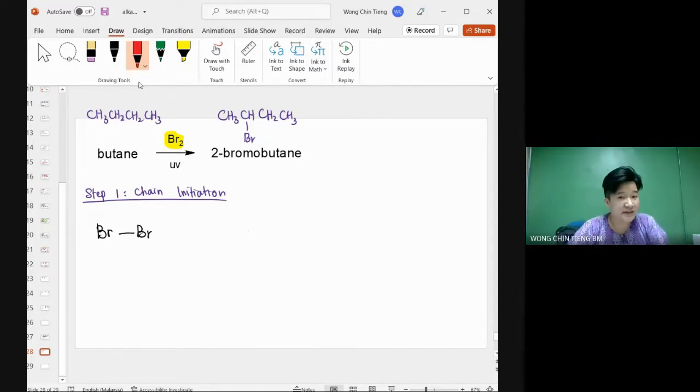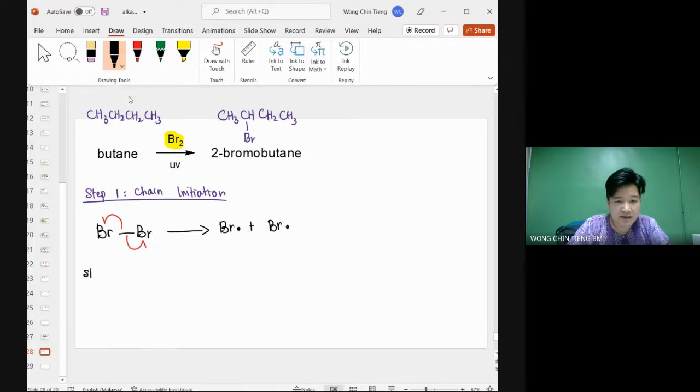So, half-headed arrow, we need to show the bond that is broken. The bond that is broken is between Br and Br. This is what is going to happen. Half-headed arrow from the bond to each Br. So what are you going to produce? You are going to produce your Br free radical plus Br free radical. Okay. Next, that is your first step. That's it, nothing more.